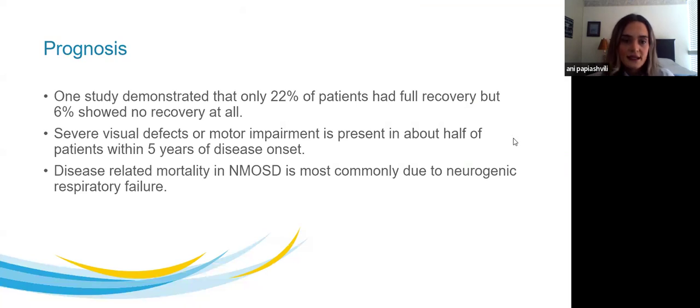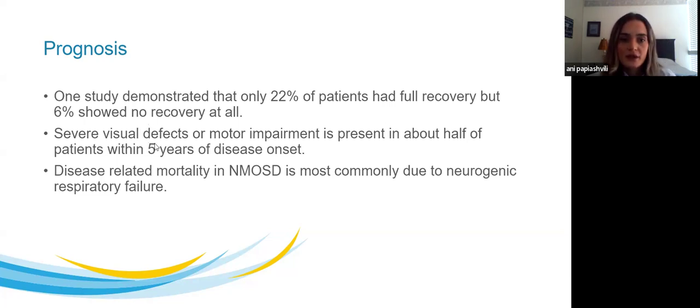And the last part of my presentation is about prognosis. In general, as we can see here, one study demonstrated that only 22% of patients will have full recovery, but 6% showed no recovery at all. This is what I already reviewed in previous slides, because it is characterized by relapses, and also there is a higher chance of no recovery at all.